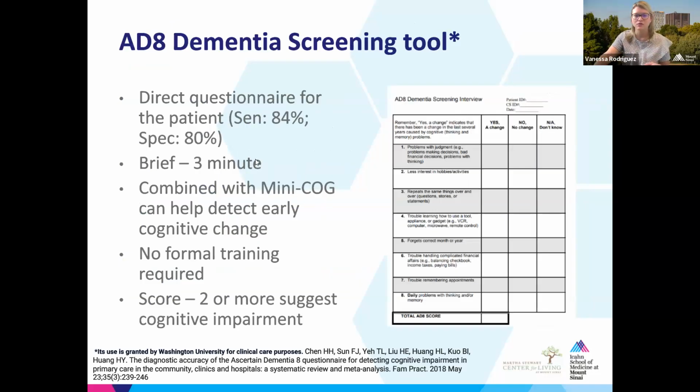And it's a direct patient questionnaire. It's brief, about 3 minutes. And combined even with the Mini-Cog, there's research saying that it can help detect early cognitive impairment. The value is because it's a direct patient questionnaire.